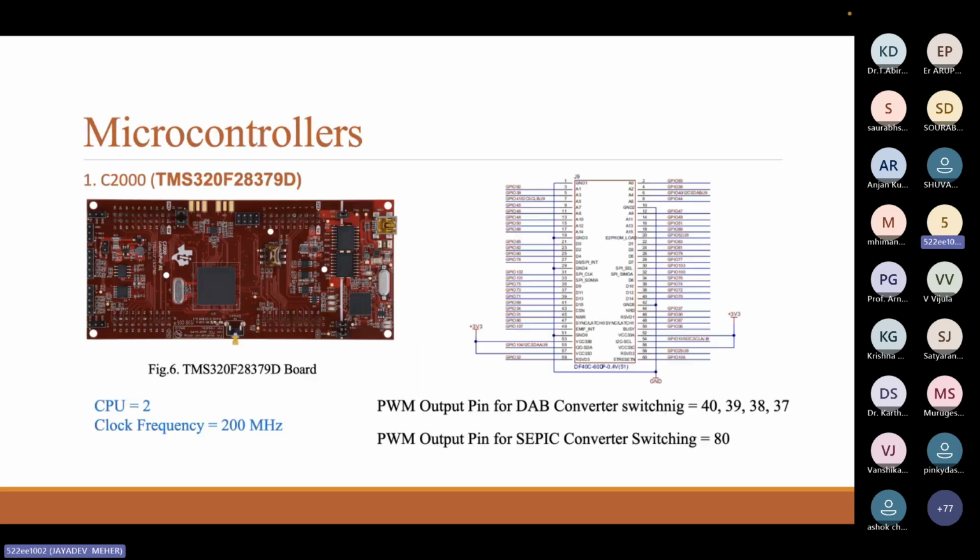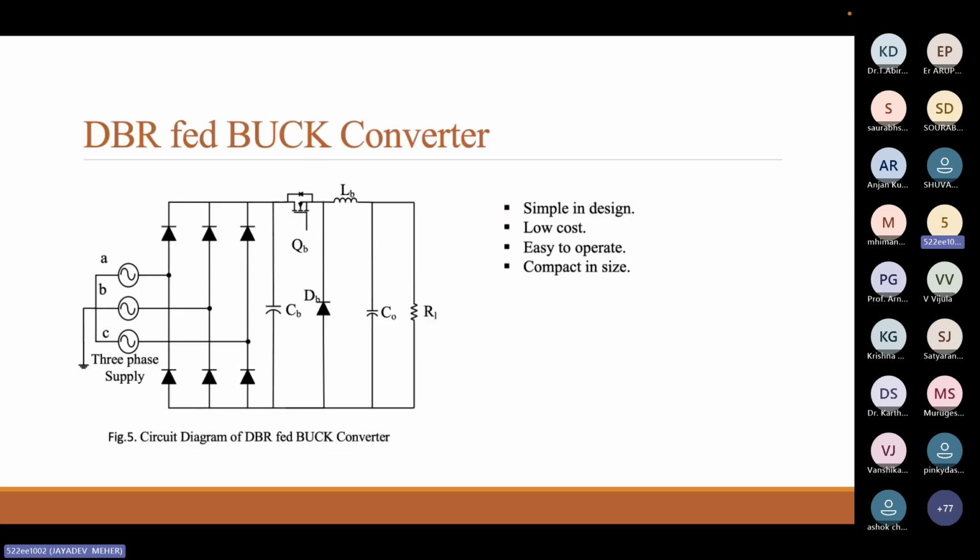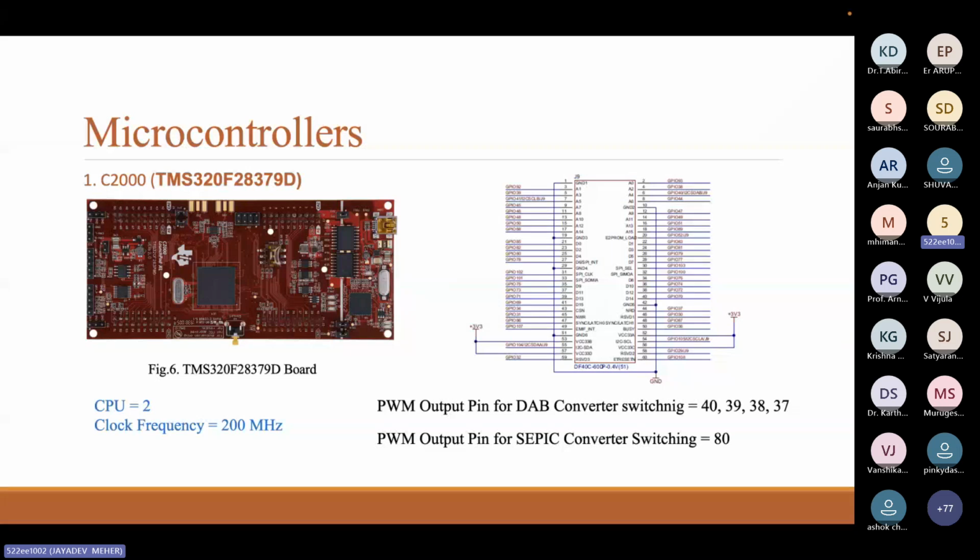Then, to regulate the buck converter, the SEPIC converter, and the DAB converter, the switches have to be regulated. For that, we are using a microcontroller. One of them is the C2000 TMS320F28379D. Figure 6 shows the overall picture of the microcontroller, and on the right side, the pin configuration is shown.